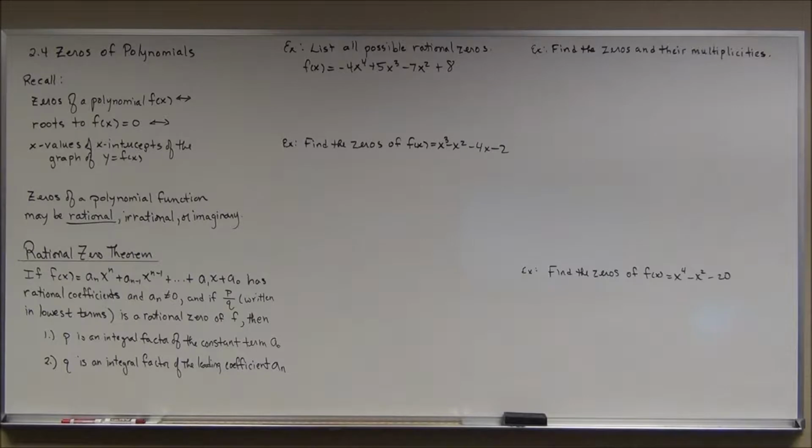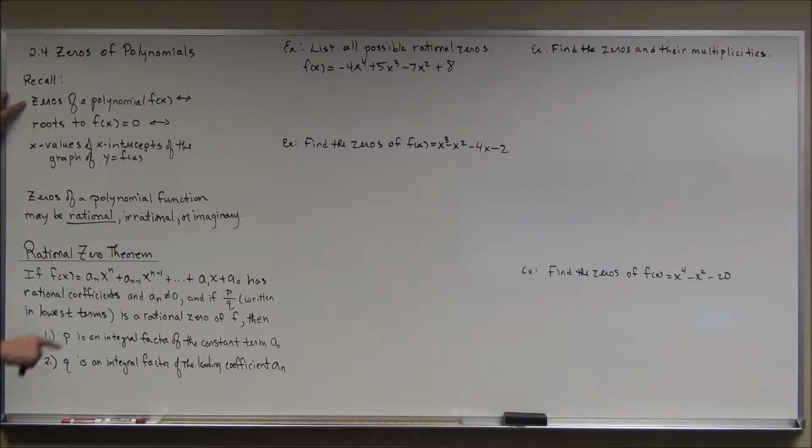We are beginning a new section in Chapter 2, Section 4, that has to do just with the zeros of polynomials. And this is a fairly lengthy section. There's a lot of good information in here. And we're going to start it off talking about first the relationship that zeros of a polynomial have.